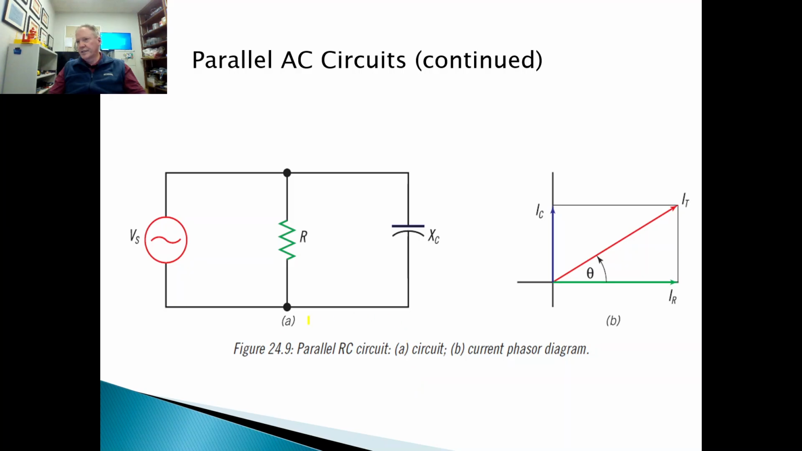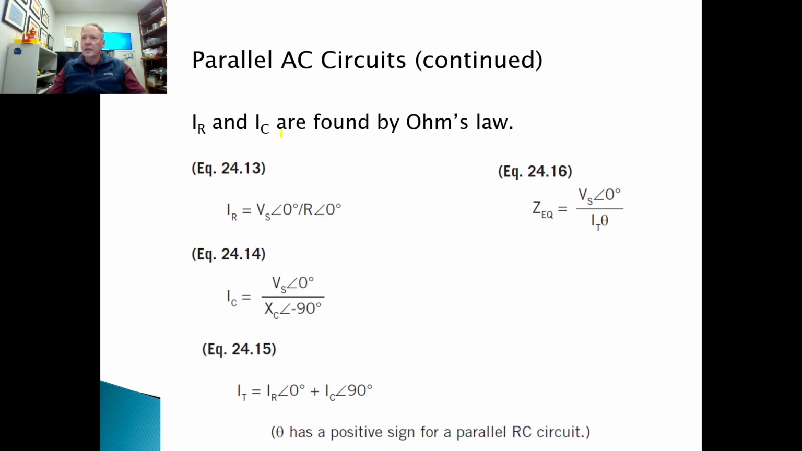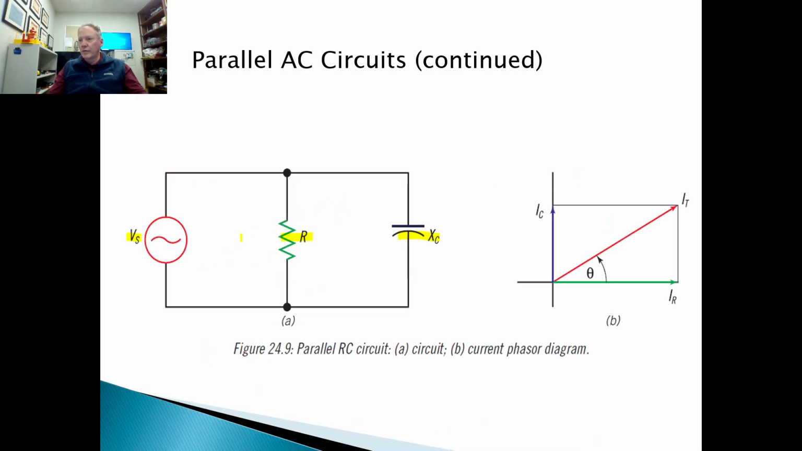So here we have the source voltage, we have VR, we have VC, and we'll have our angle here. All right. So now IR and IC are found by Ohm's law. So we know that VR is going to equal VS, because whatever the voltage is between these two points, it's going to be on this node, right? In parallel, the voltage across each branch is the same. And in this case, it's going to be the same as the source voltage.